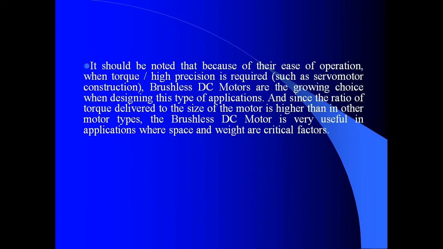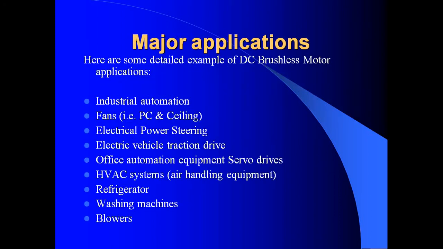It should be noted that because of their ease of operation when high torque and precision are required, such as in servo motor construction, brushless DC motors are a growing choice when designing this type of application. Since the ratio of torque delivered to the size of the motor is higher than in other motor types, the brushless DC motor is very useful in applications where space and weight are critical factors.